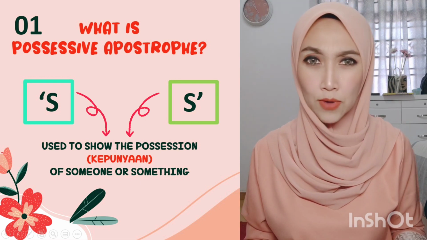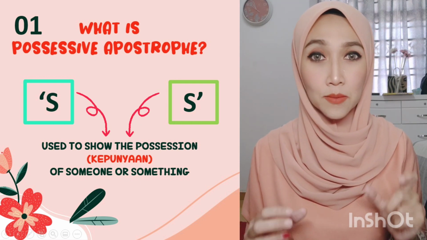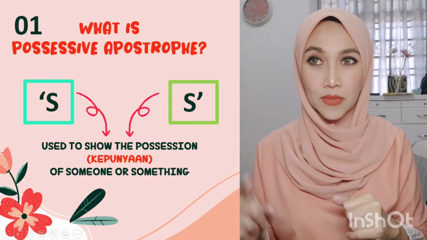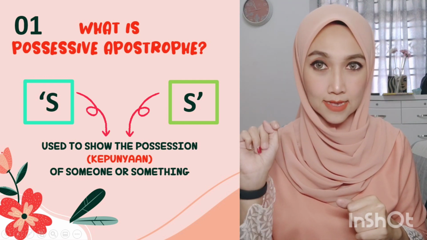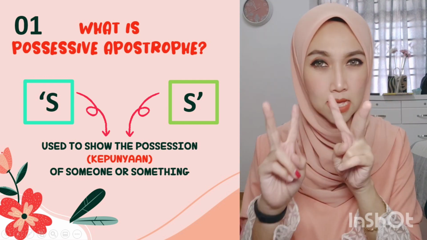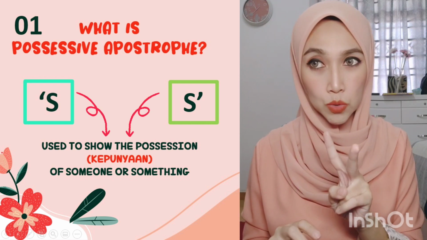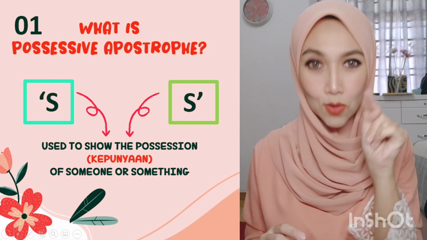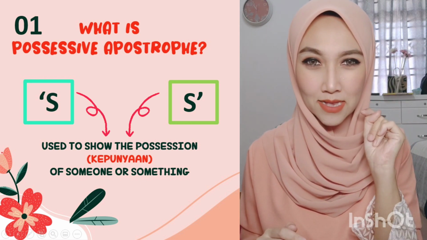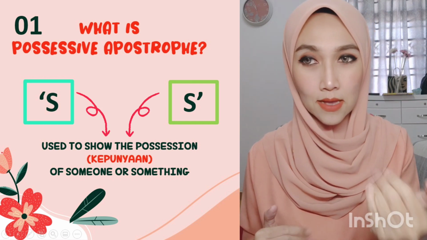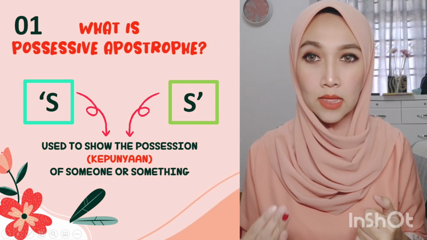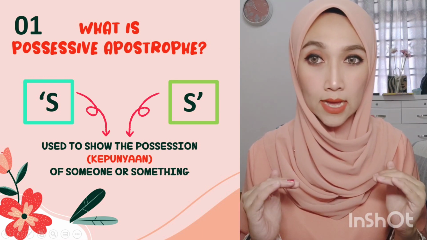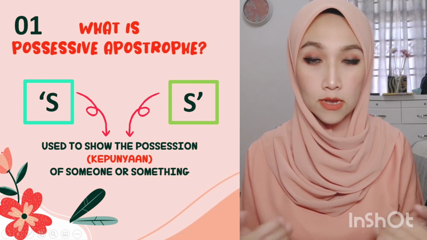Okay, I know you're actually very familiar with it. It's just that sometimes you don't really know the terms. Let's see. Apostrophe S, S apostrophe. There's a difference between these two. First is you comma first and then S. Another one is you S first and then comma. That will be in bahasa to make it easy for you to understand. Used to show the possession, kepunyaan. Possession means kepunyaan, of someone or something.